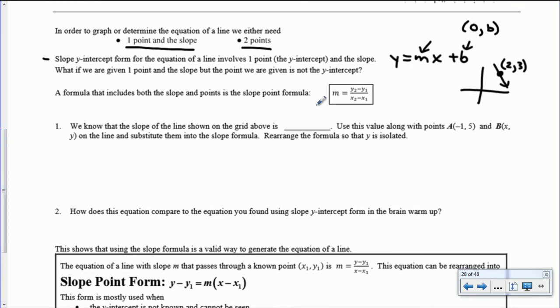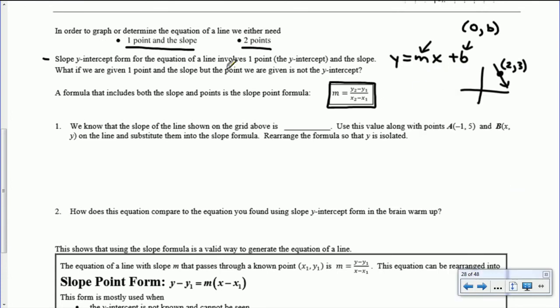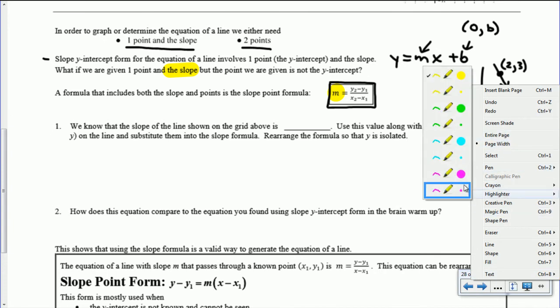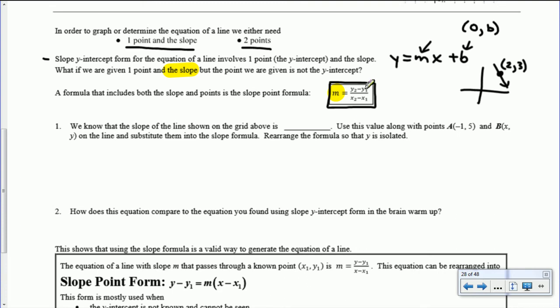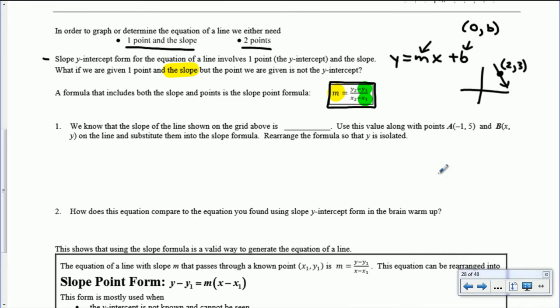So in this situation, we can use something we've seen before. M equals y2 minus y1 over x2 minus x1. So if we have one point and the slope, the slope I can just put in there. And 1 point I could put in as y1 and x1. So we'll see how that works shortly. Again, we've already used this formula. We're going to be applying it to a new situation today though.